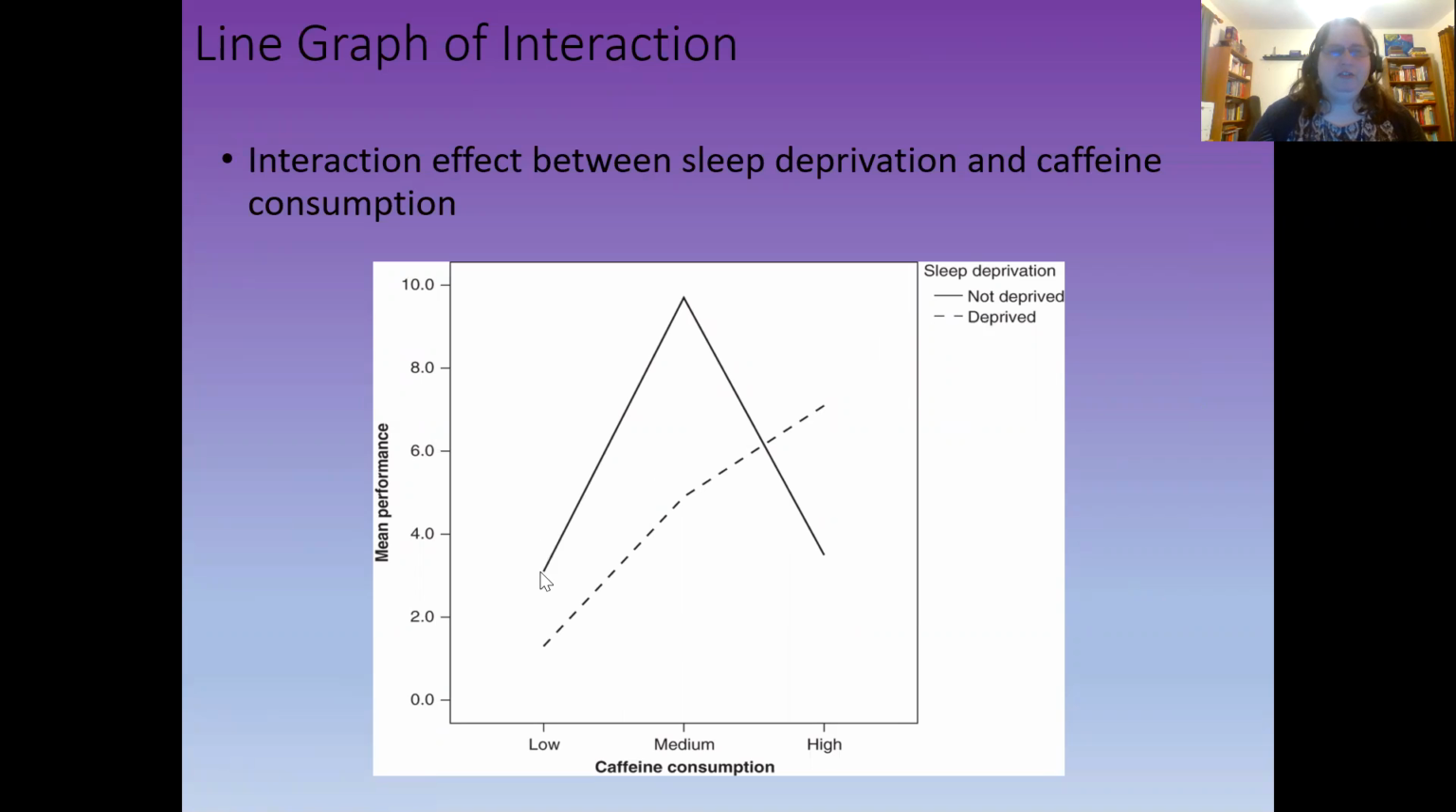Just as we had seen in the previous example, if you're not deprived of sleep, then medium caffeine is the way to go in terms of making correct maneuvers in the driving simulator. However, if you are deprived of sleep, get as much caffeine as possible. However, even if you do get as much caffeine as possible, you're still not going to perform nearly as well as if you had been not sleep deprived with a medium amount of caffeine.